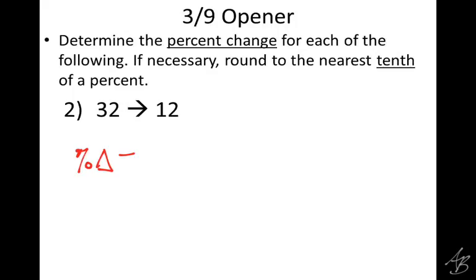All right, Amaze, you want to help me with this one? Okay, so percent change equals? 12 minus 32. All right, the new number minus the old number divided by? 32. 32, which is the old number. And then change it to a percent by multiplying by 100%. All right, we plug all that into our calculator and get what, Amaze?